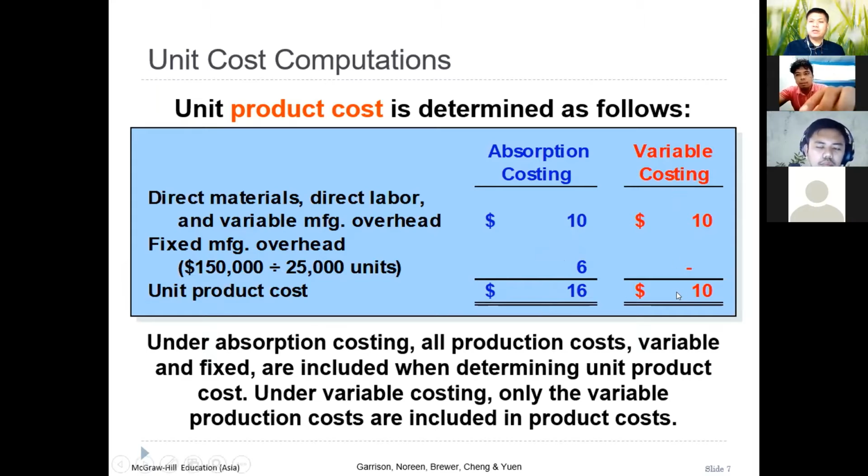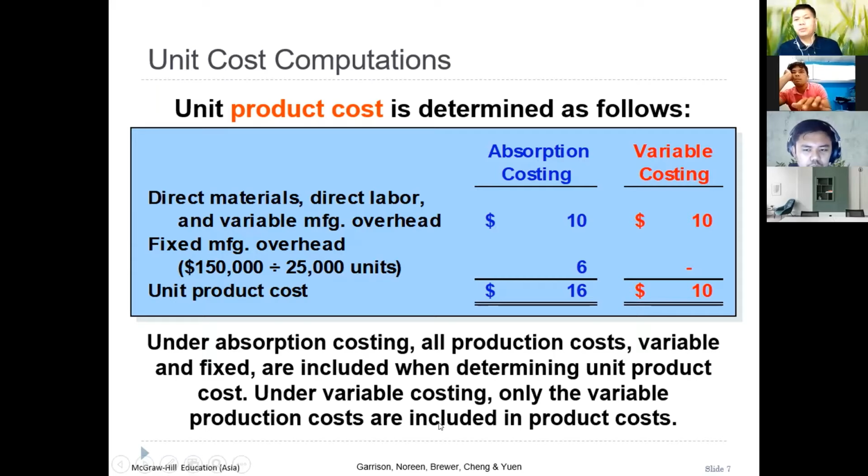Now let's go to variable costing. We said that in variable costing, the fixed manufacturing overhead is not included. So it's just 10 and 0 here. So the variable costing unit product cost is 10. And who has the higher number? Absorption costing. We read that under absorption costing, all production costs, variable and fixed, are included when determining the unit product cost. Whereas under variable costing, only the variable production costs are included in product cost. So we are making a comparison between absorption costing and variable costing.